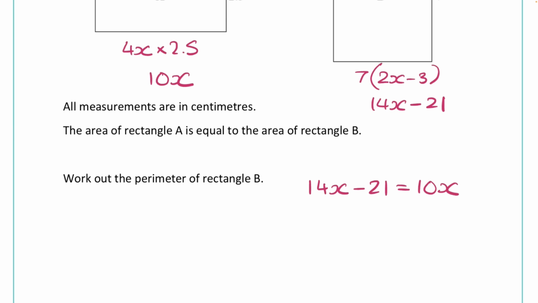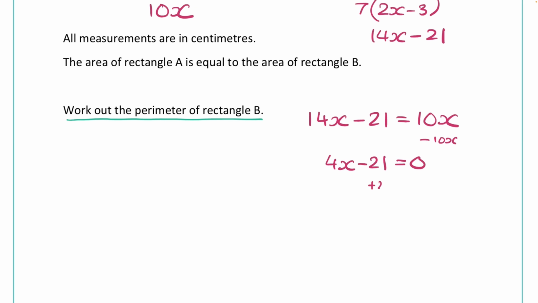It does eventually want me to work out the perimeter of rectangle B, so once I've got the value of x here, which I can get relatively nicely, I can take away 10x from both sides, which leaves me with 4x minus 21 is equal to 0. I can then add the 21 to the other side, which gives me 4x is equal to 21, and then I can divide by 4, and 21 divided by 4 is 5.25.